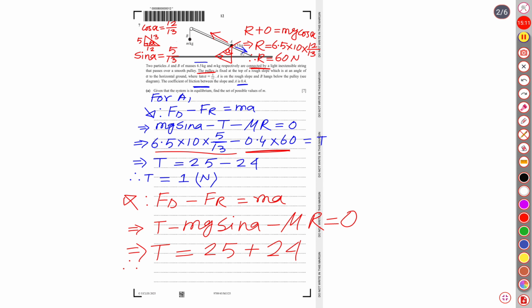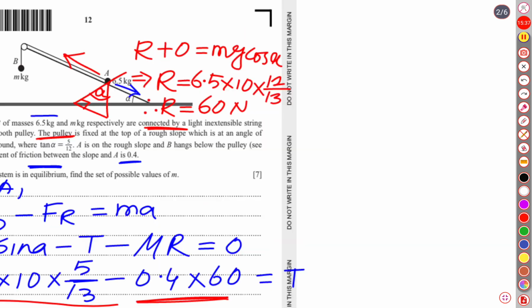Hence our tension for the second possibility is 49 Newton. So long we were analyzing the forces acting on particle A. Now this is the turn of particle B. There are two possible cases for B as well.